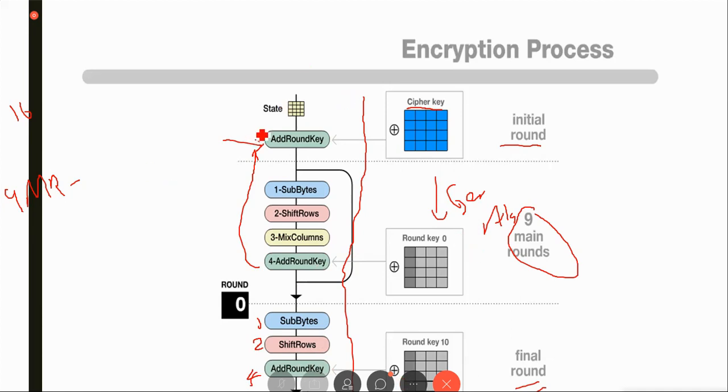Very simple. You just have 4 operations. There are only 4 operations here. In the initial round, only the AddRoundKey operation happens with the original key that you have. We call that the initial round. Then, with the subkeys generated by the key generation algorithm, 9 main rounds of 4 operations, and a final round of 3 operations, no MixColumns, that's all. Okay, now this is very simple. This is what happens for the 128-bit AES.